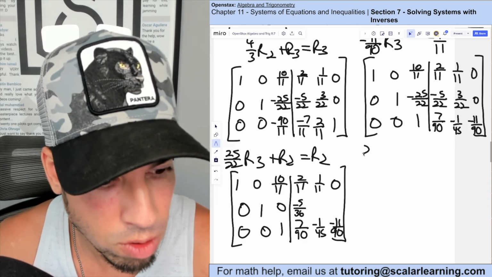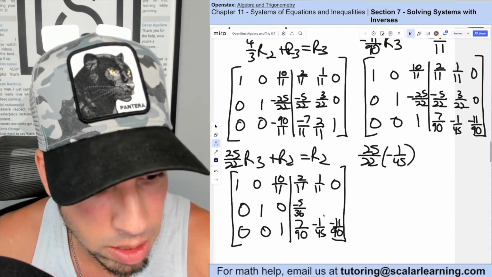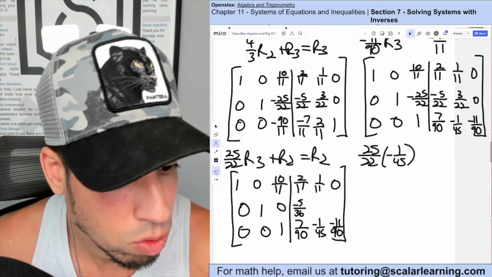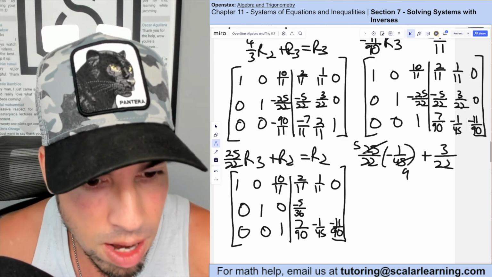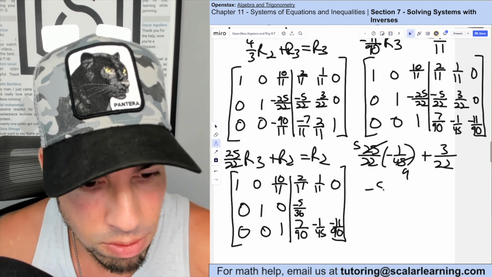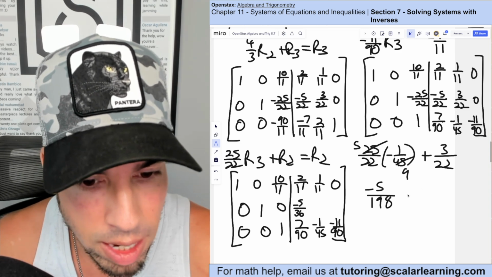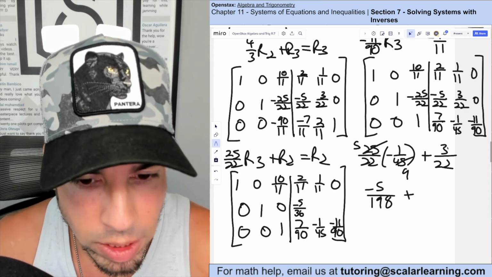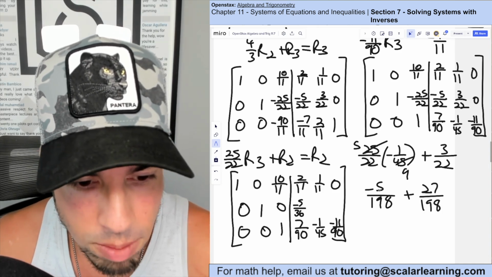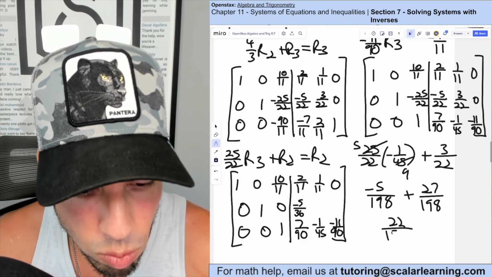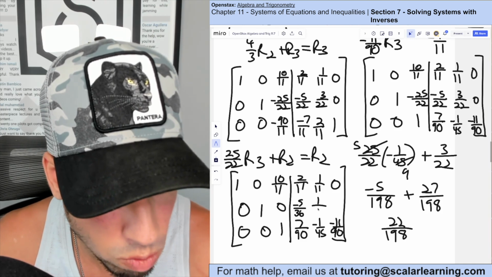Next, we do 25 over 22 times negative 1 over 45 right here, right? Plus 3 over 22. So we can cancel these out, divide by 5. We got a 9 and we got a 5. So then we got negative 5 over 180 plus 18 is 198, right? 198, and then plus 3 over 22, multiply top and bottom by 9, and we get 27 over 198 plus negative 5 is 22 over 198. And both of these are actually divisible by 22, so that becomes 1 over 9.